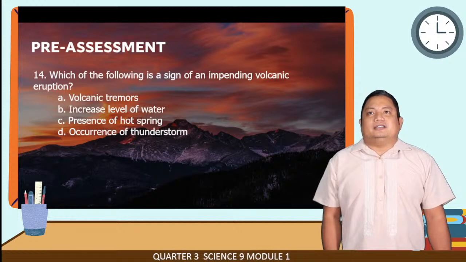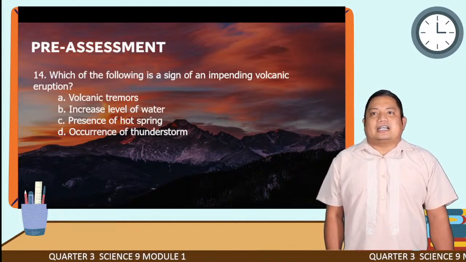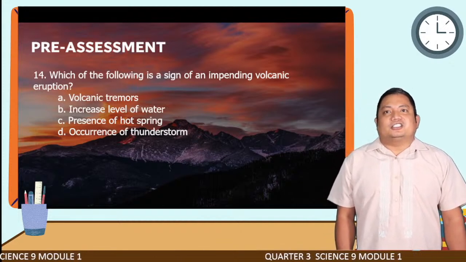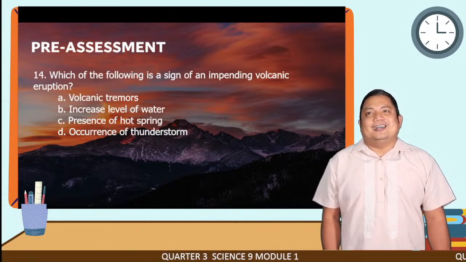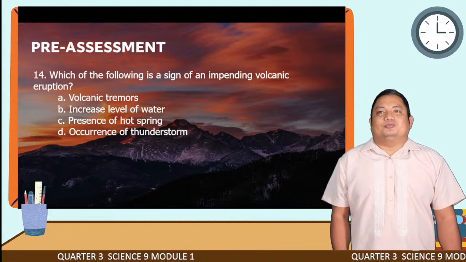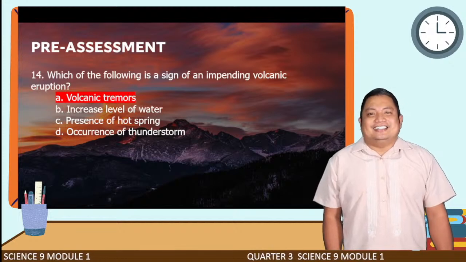Number 14. Which of the following is a sign of an impending volcanic eruption? A. Volcanic tremors. B. Increased level of water. Letter C. Presence of hot spring. Or letter D. Occurrence of thunderstorm. Your answer? Very good. It is letter A.